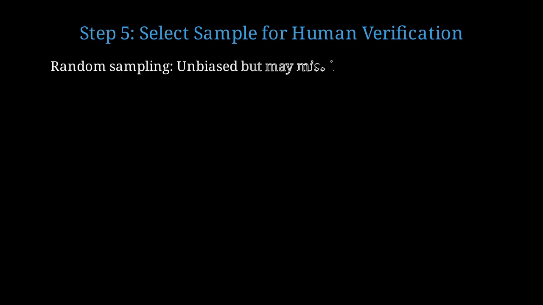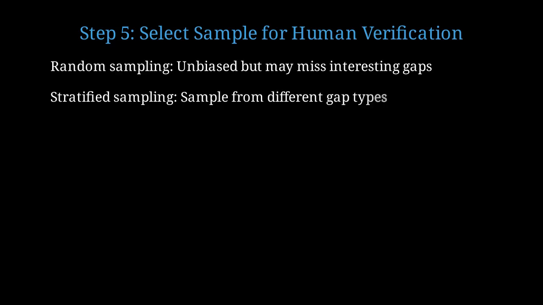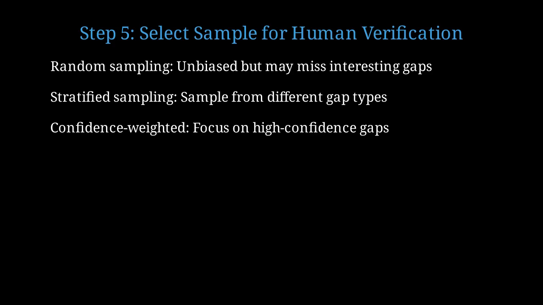Step 5. Select a sample for human verification. You cannot verify all gaps. You need a sampling strategy. Random sampling is unbiased, but may miss the most interesting gaps. Stratified sampling ensures you get examples from different gap types: method-dataset gaps, combination gaps, extension gaps. Confidence-weighted sampling focuses on gaps where the AI is most confident. This is efficient, but introduces bias. A practical formula: sample size equals the maximum of 30 or 15% of total gaps. This ensures statistical validity.